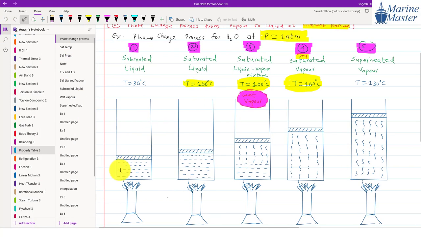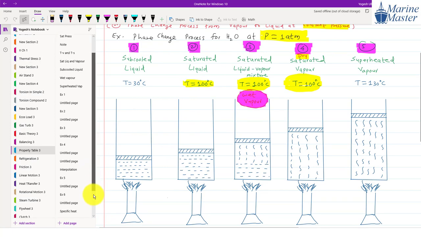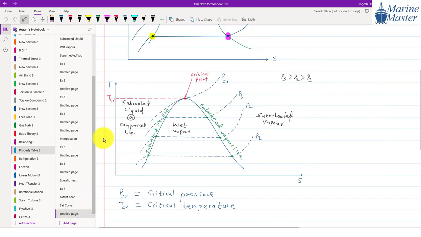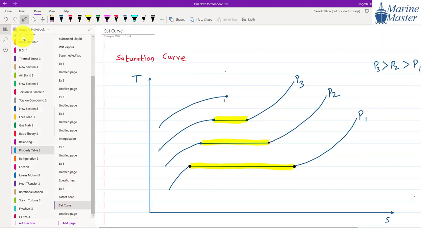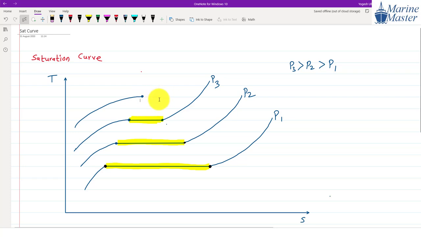But when our pressure is greater than or equal to the critical pressure, we will not get a wet vapor region. Liquid converts into vapor directly. There is no wet vapor region, and that particular pressure we will say is the critical pressure. So what is the meaning of critical pressure?